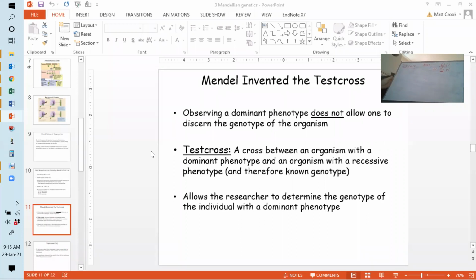You would have to cross it with a recessive to see if an offspring is born with the recessive trait. That's right. Thank you for that.